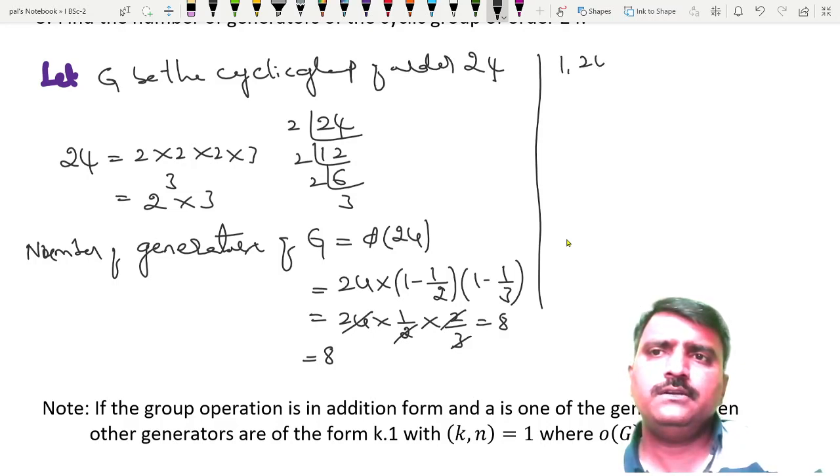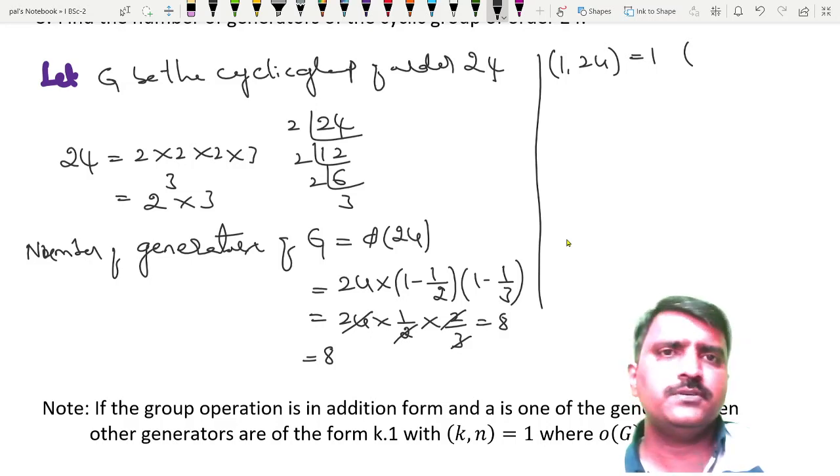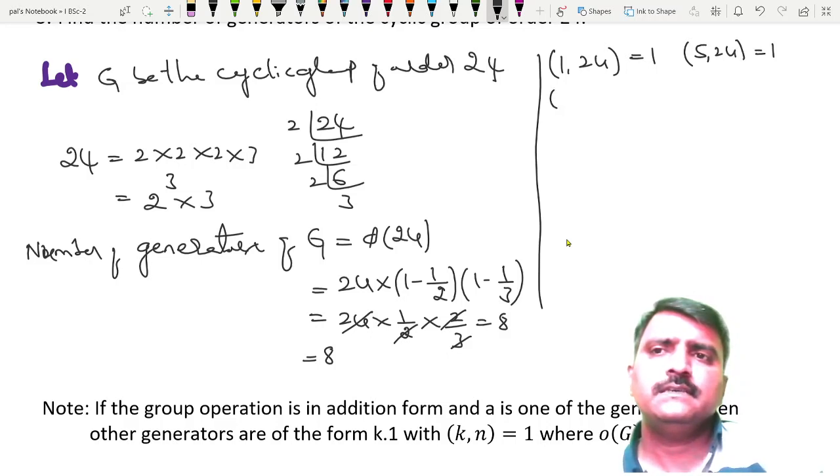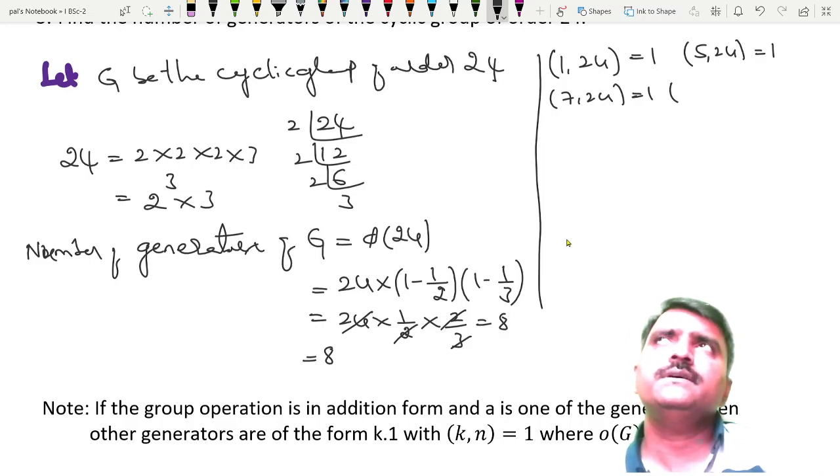1 and 24, GCD is 1. 2 and 24, GCD is not 1. 3 is not relatively prime with 24. 4 is not relatively prime with 24. 5 and 24, GCD is 1. Not 6. 7 and 24, GCD is 1. Not 8. Not 9. Does 9 come? No, it's not, because the GCD of 9 and 24 is 3. So not 9 and 24.